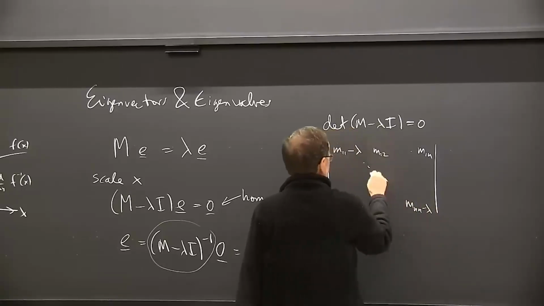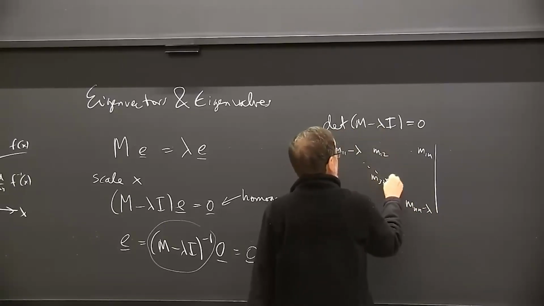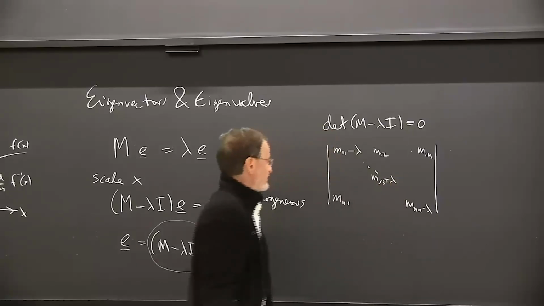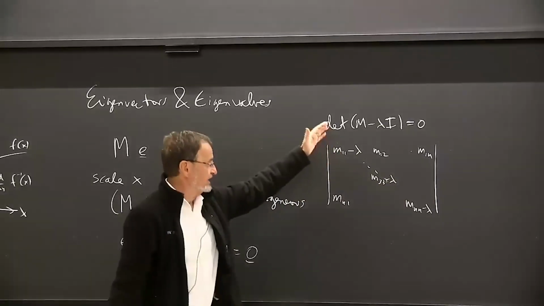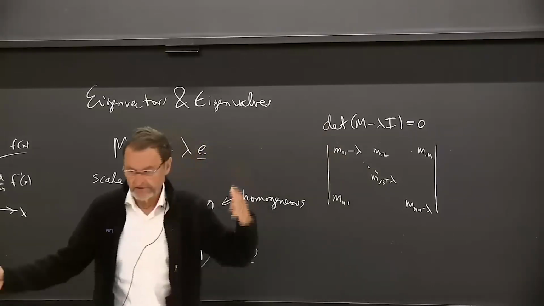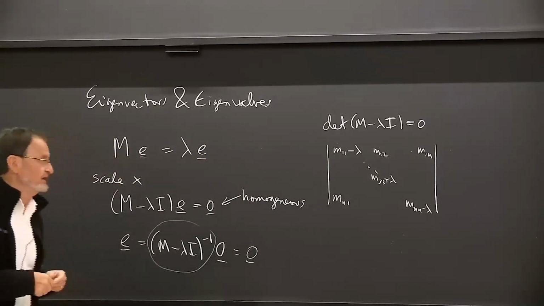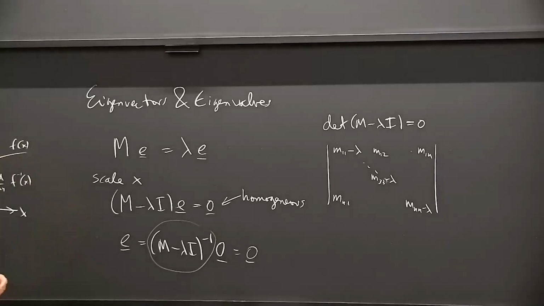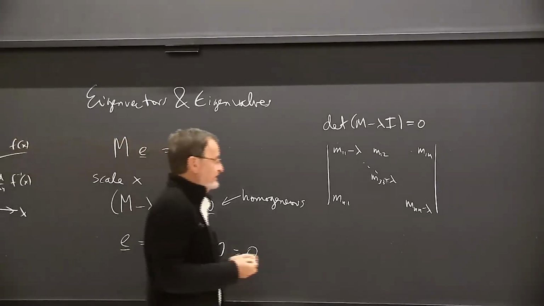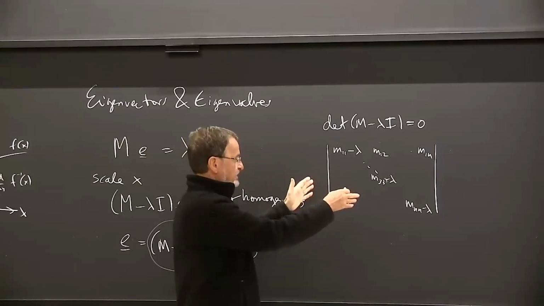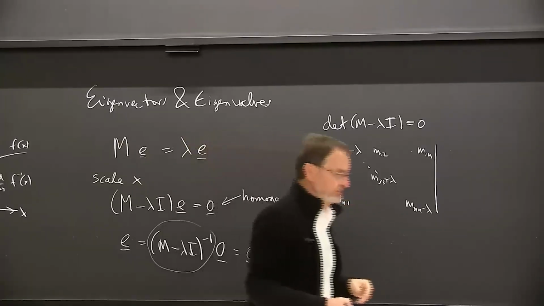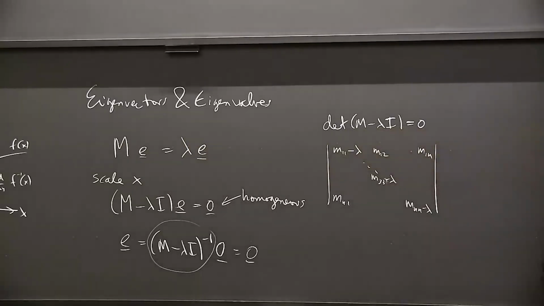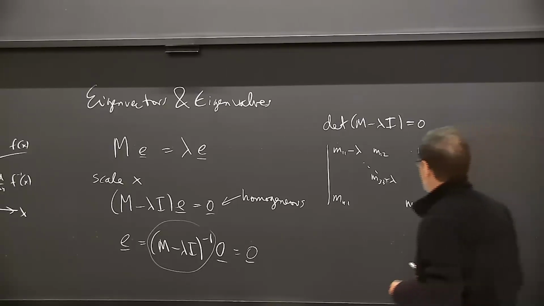But if we write this thing out, I don't know, 3 minus lambda. What we've done is we've taken the matrix M, which is some n by n real symmetric matrix, and we subtracted lambda off the diagonal. And now we're talking about the properties of this matrix. And we actually want this one to be singular, because otherwise that equation has nothing but the obvious solution. So what's the determinant of this?